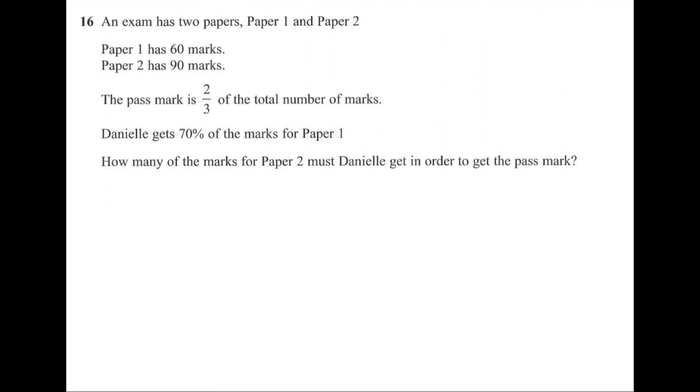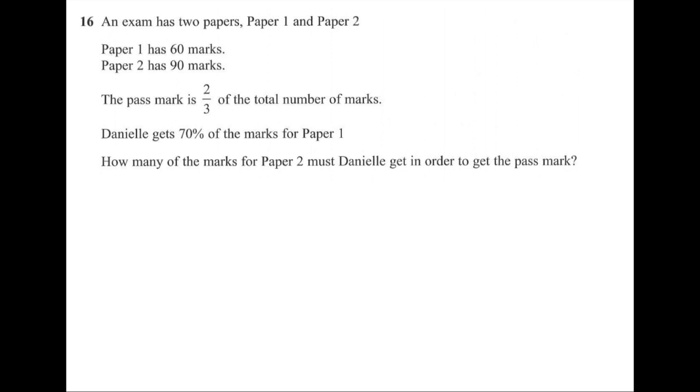Question 16. An exam has 2 papers, paper 1 and paper 2. Paper 1 has 60 marks, paper 2 has 90 marks. The pass mark is 2/3 of the total number of marks. Daniela gets 70% of the marks for paper 1. How many of the marks for paper 2 must Daniela get in order to get the pass mark?